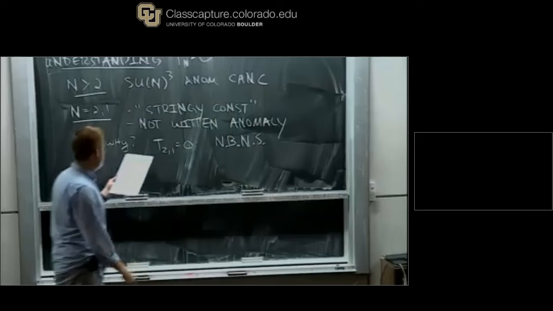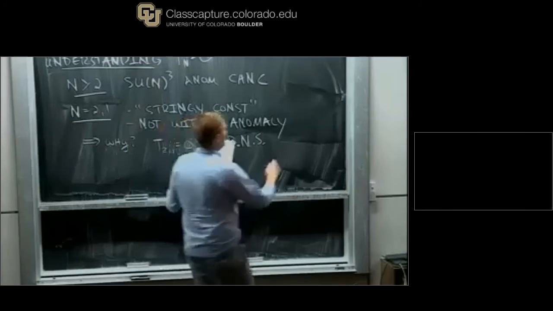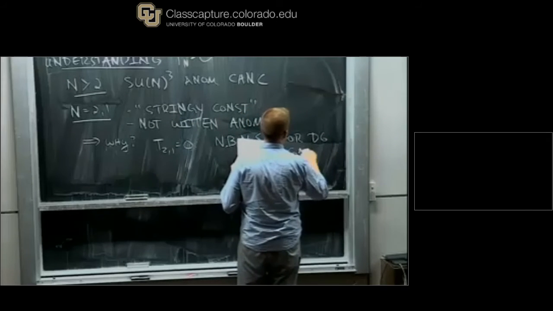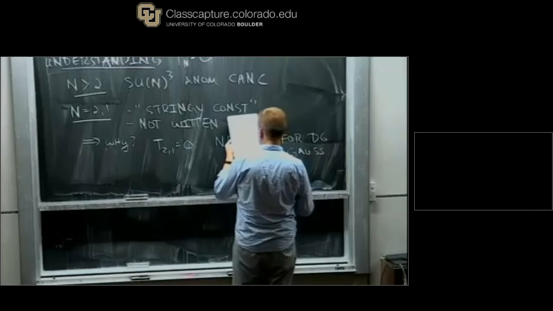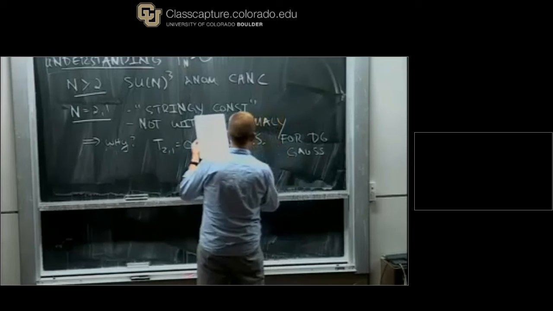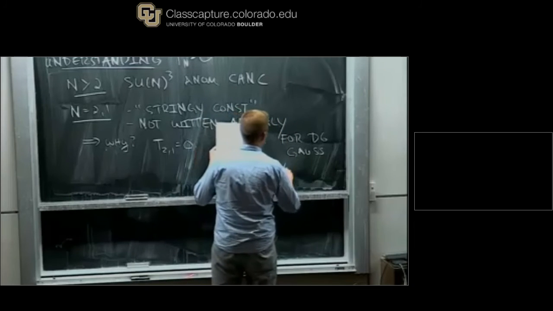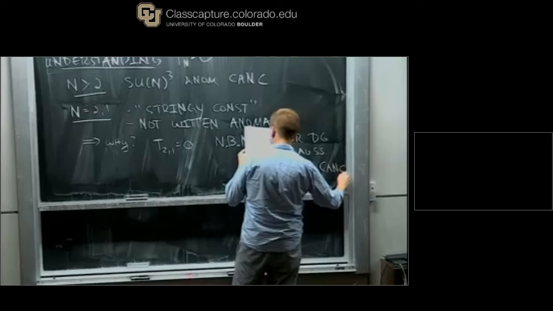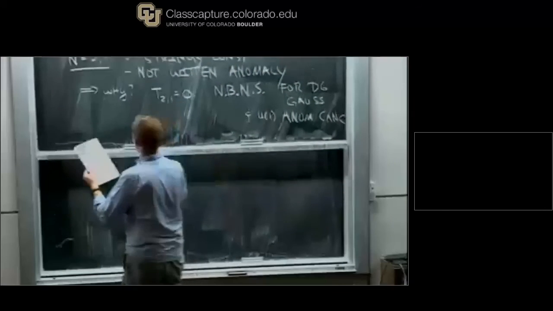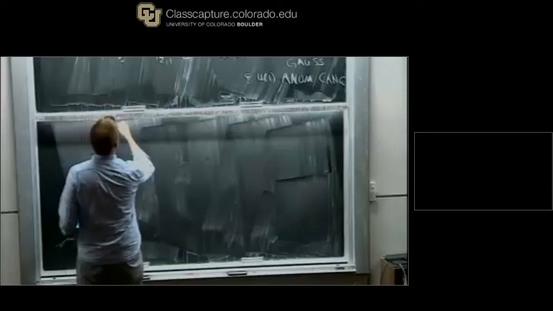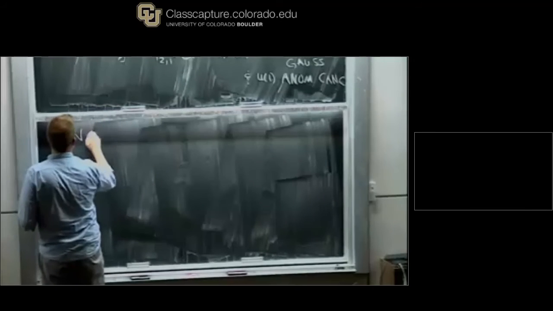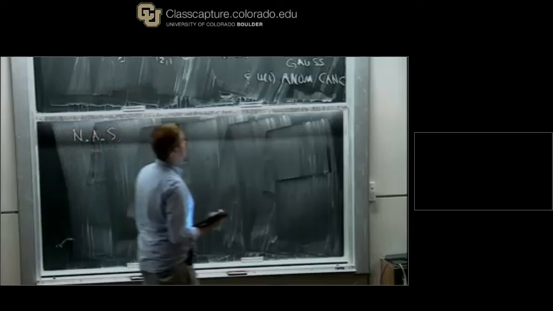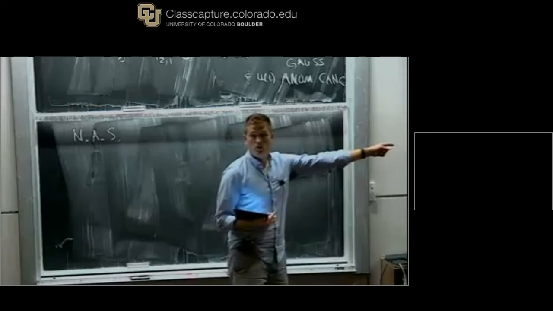Such a long thing to write out over and over again. For both D6 Gauss and U1 anomaly cancellation, okay? I'm running out of room, so I'll write this here. It's also necessary and sufficient. Actually, this deserves further comment. It's clear that it's necessary for D6 Gauss because that's where I got it from, star 1, right?